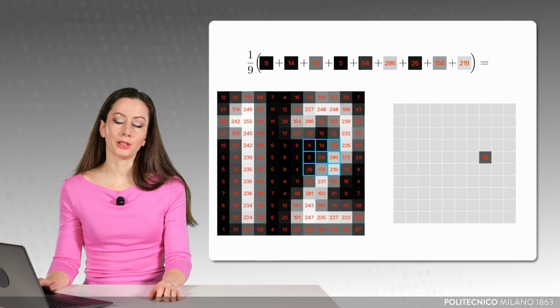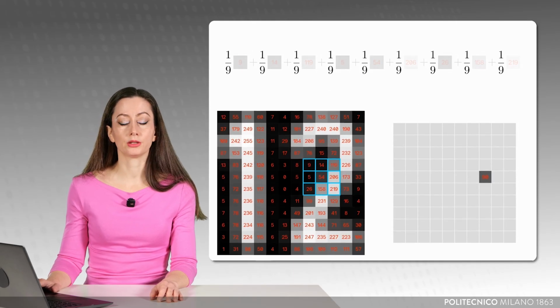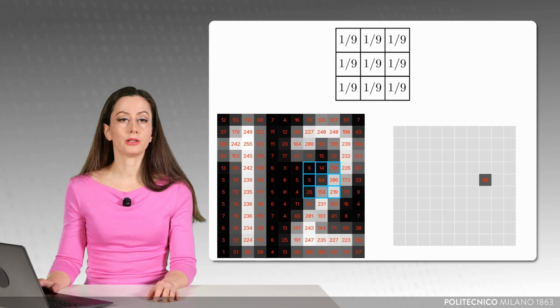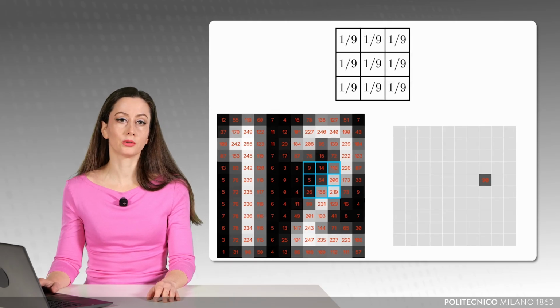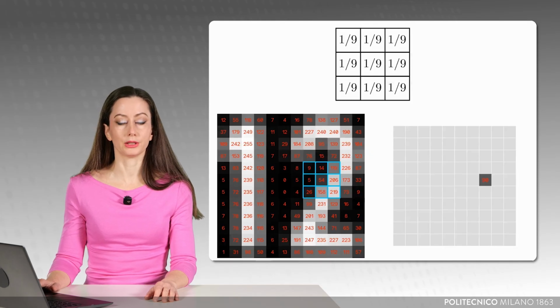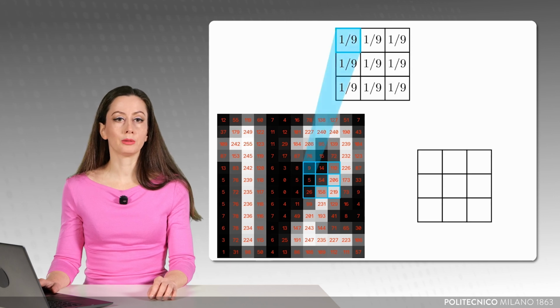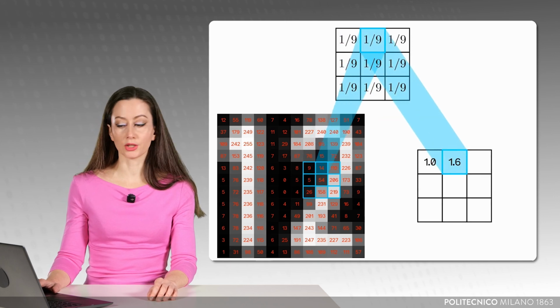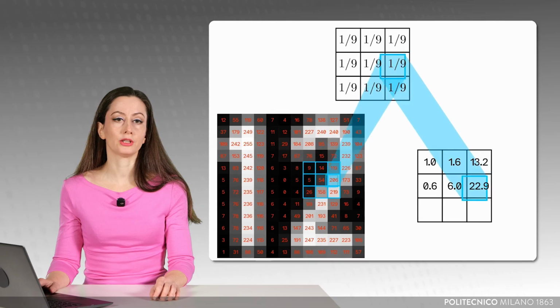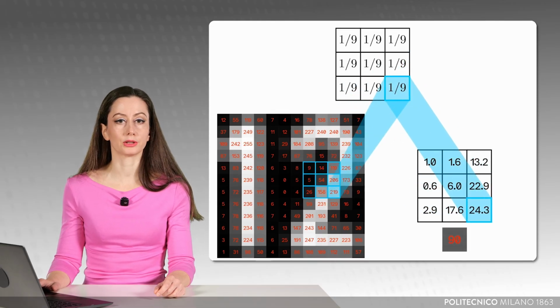So how can we automate it? It is convenient to organize the weights used in the average in a 3 by 3 matrix. This matrix is called filter or kernel, or to be more precise, it is the kernel rotated by 180 degrees. If we position this kernel over the image centered on pixel i, j, we can perform the average by doing element-wise multiplication of the two matrices and summing the results up.